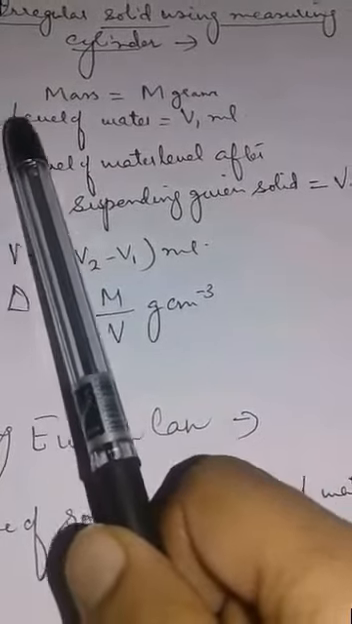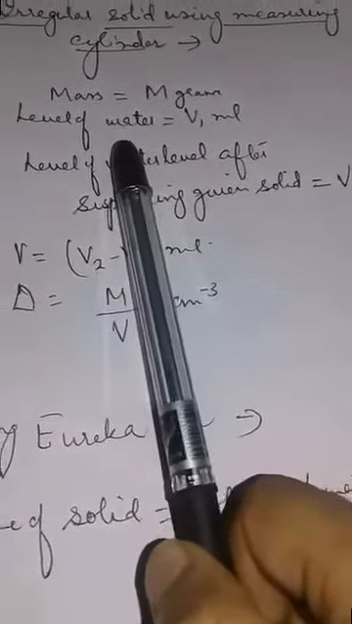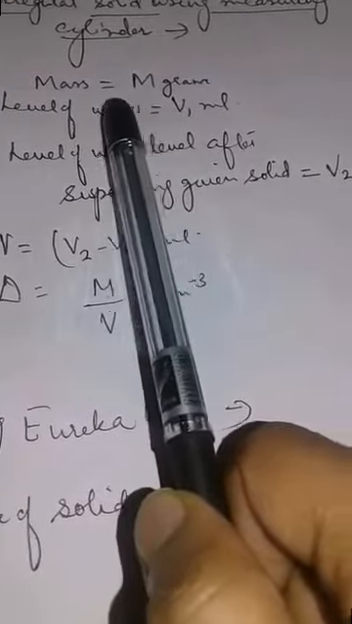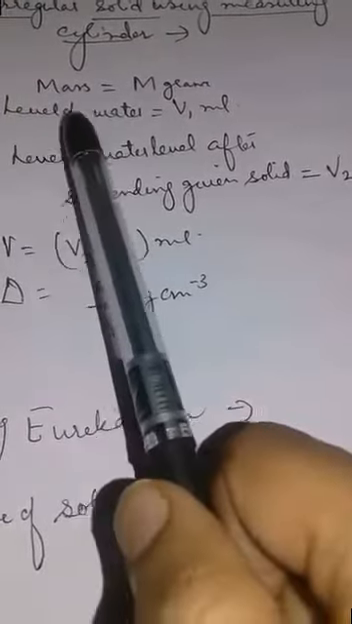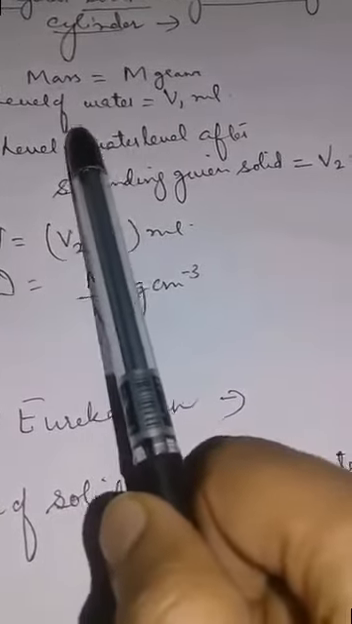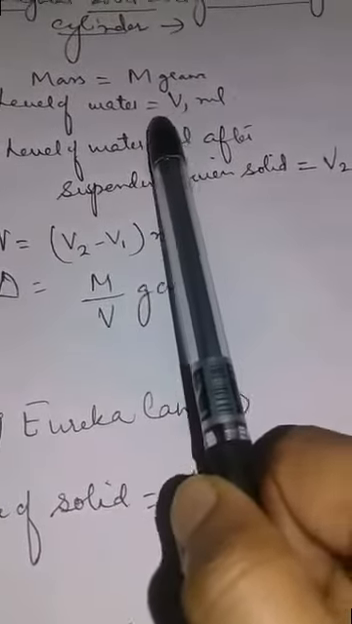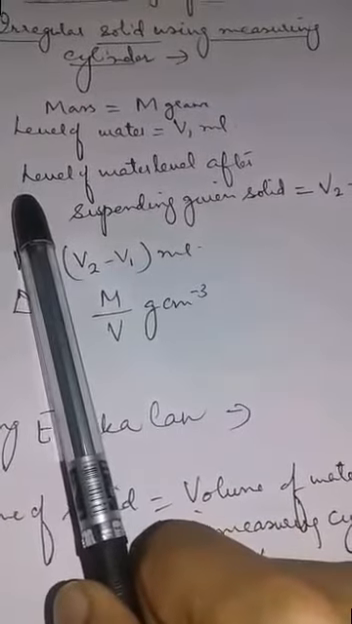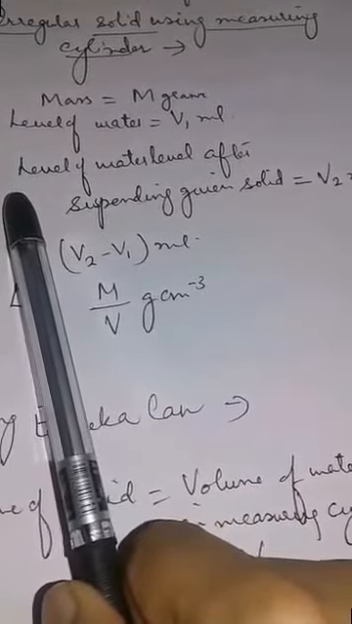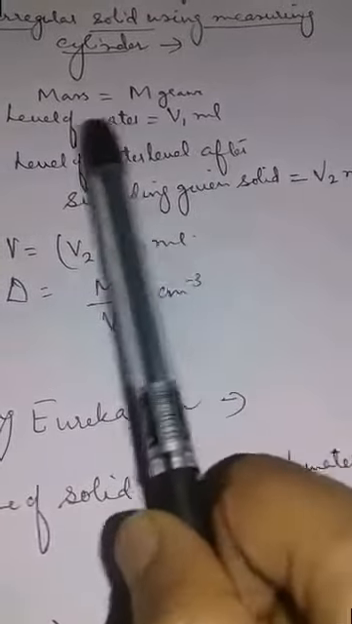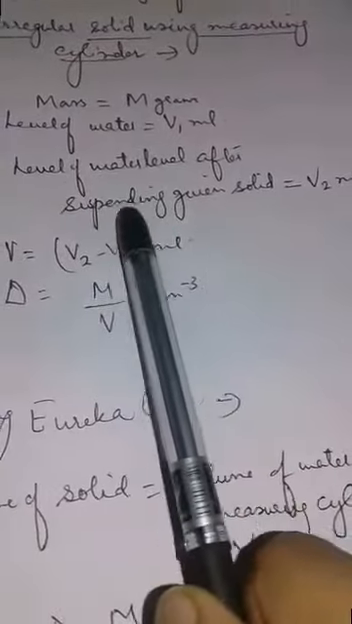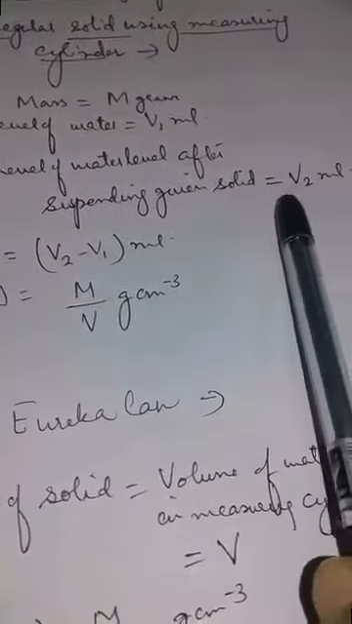Now we have to fill the measuring cylinder partly with water. At that time, measure the level of water and let the level of water be equal to V1 ml. Then suspend the given solid with the help of thread in the water such that no water splashes out of the measuring cylinder, and the level of water will be V2 ml.